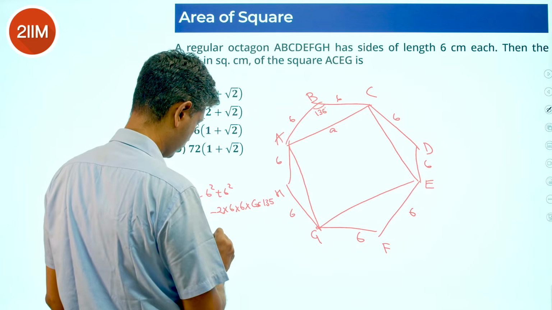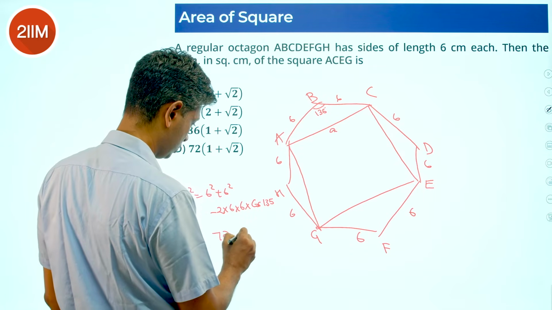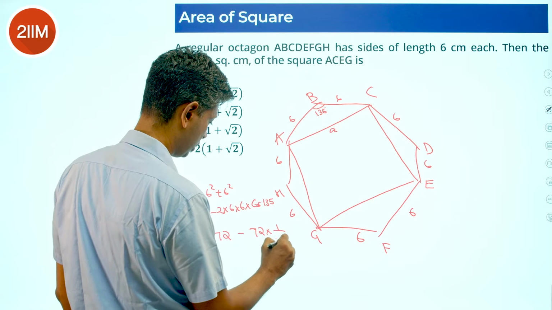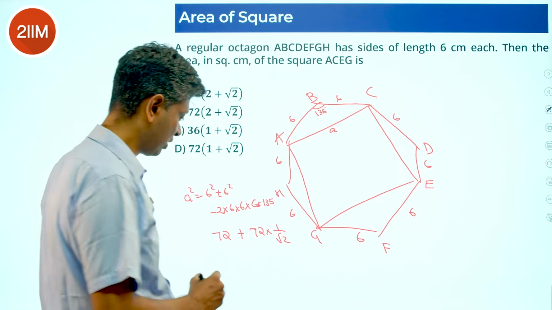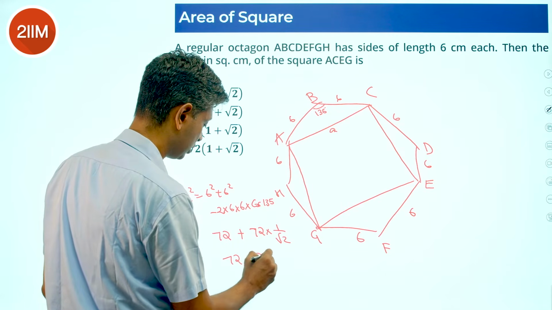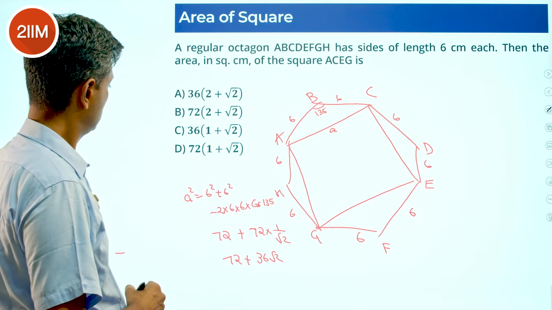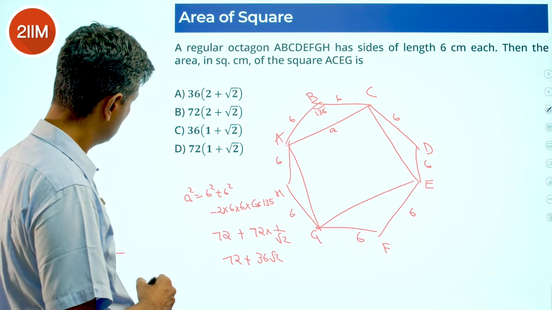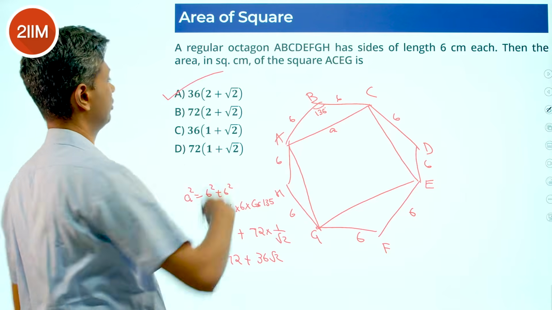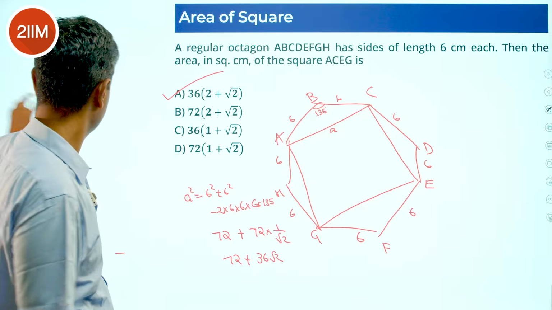So this is 6 square plus 6 square, which is 36 plus 36, 72, minus 72 into minus 1 by root 2. 72 plus 72 by root 2, or 72 plus 36 root 2. For a second I couldn't recognize the choices. 36 into 2 plus root 2.